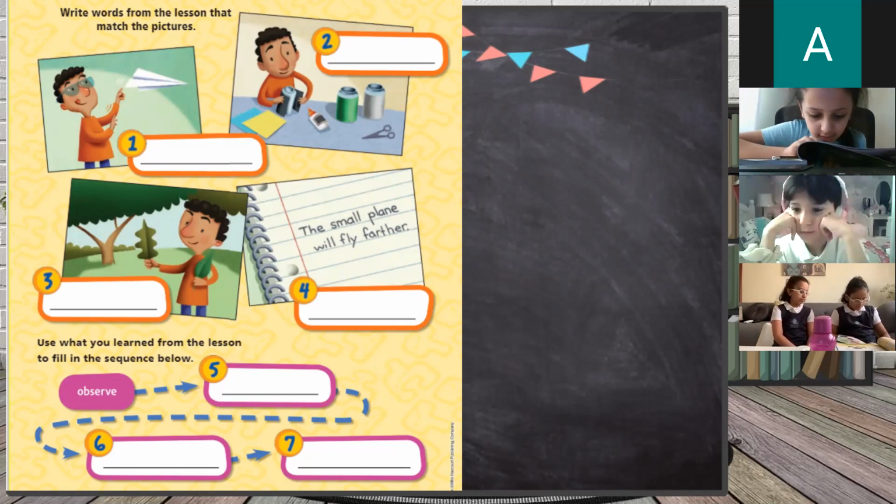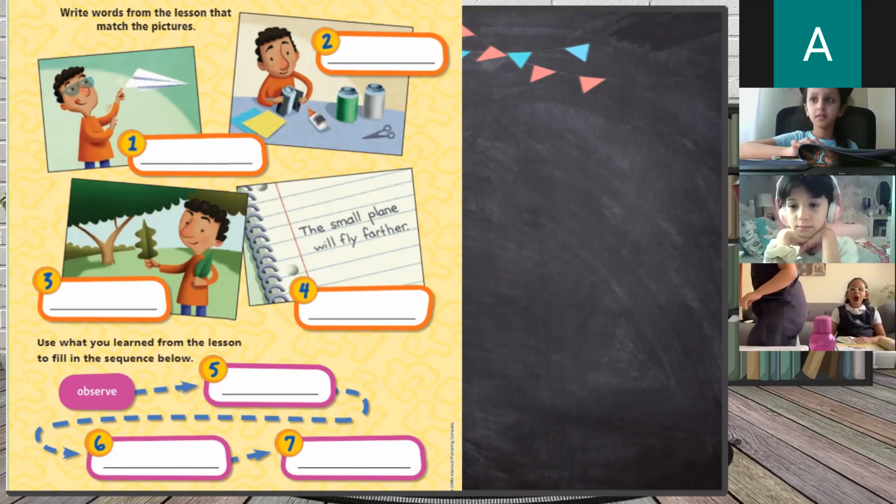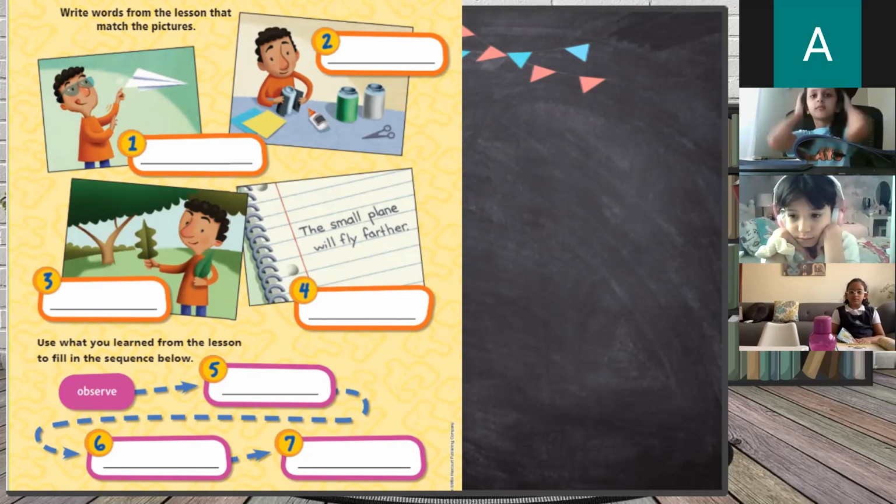Is he wrapping some cans? Yeah. Is he using materials? Yes. Excellent. So he's using materials to build his model. Is that right? Do you think? Yeah, excellent, excellent. Okay, now let's go to Lara, Mazen, Ghaib.